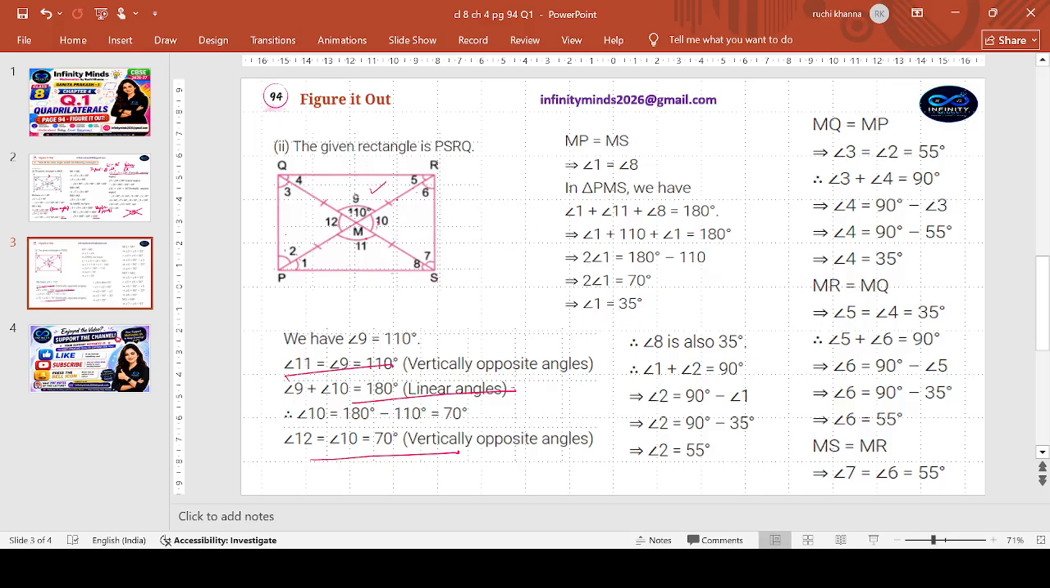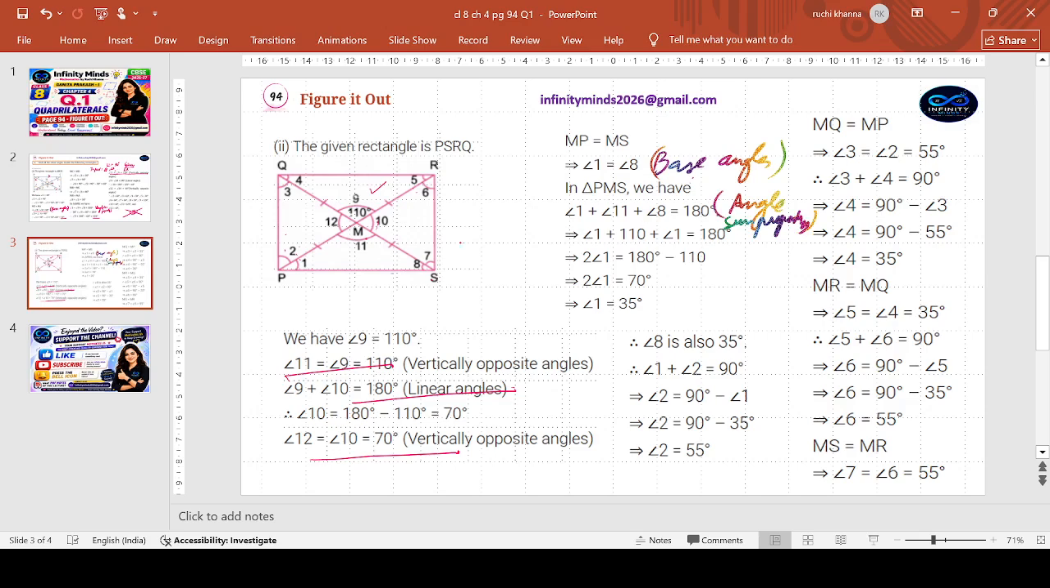Let us see. The cut lines are already made, and diagonals bisect each other in a rectangle. So we do have angle 1 equal to angle 8. Same base angles: angles opposite equal sides are equal. That we know, 1 is equal to 8. Now in the triangle, the angle sum property holds after all. The sum of the three angles is 180 degrees.